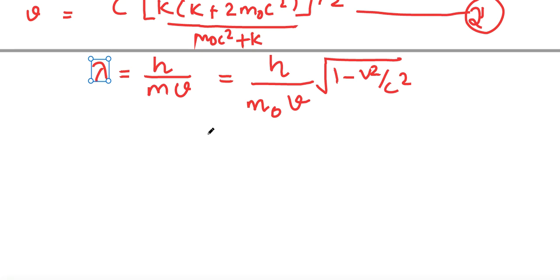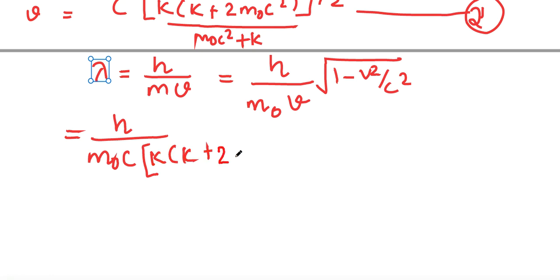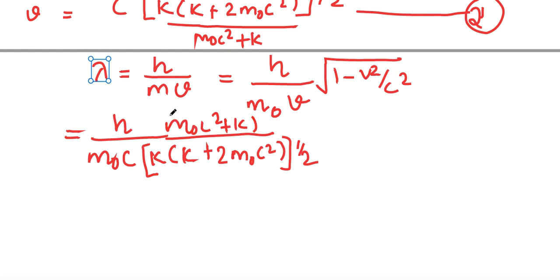So we can write here, it's equal to h by m0. For v we have an equation. What is the equation for v? c into root of k into (k plus 2 m0 c square), the whole raised to 1 by 2, divided by m0 c square plus k. This is the expression for v.